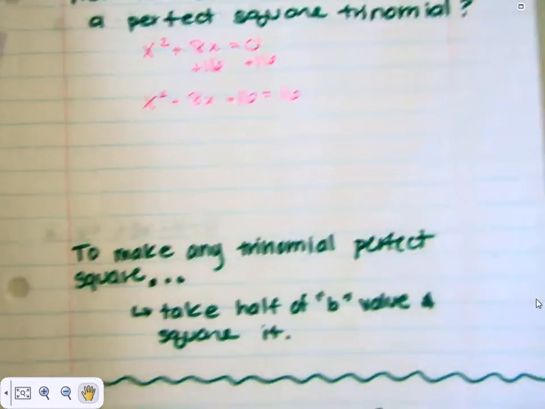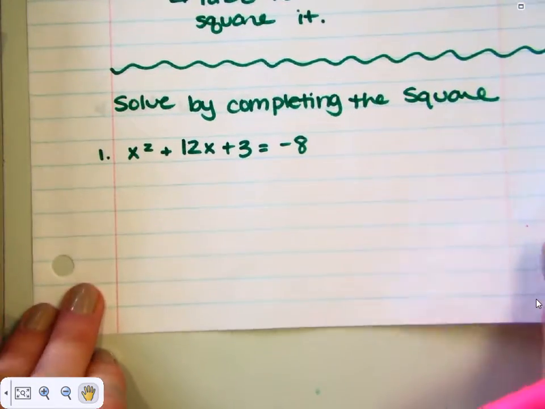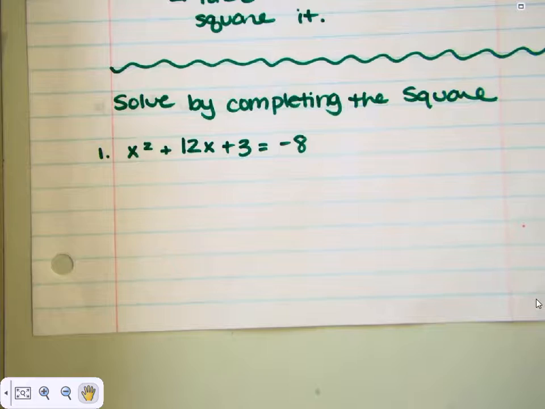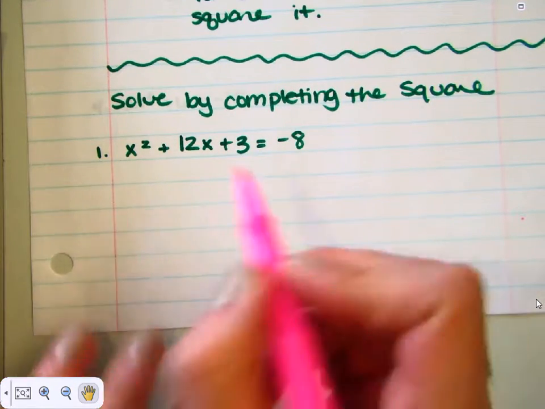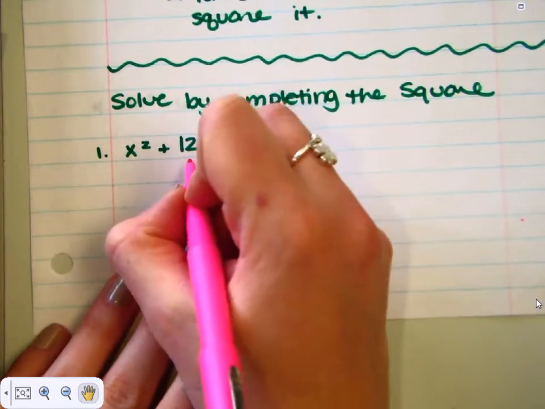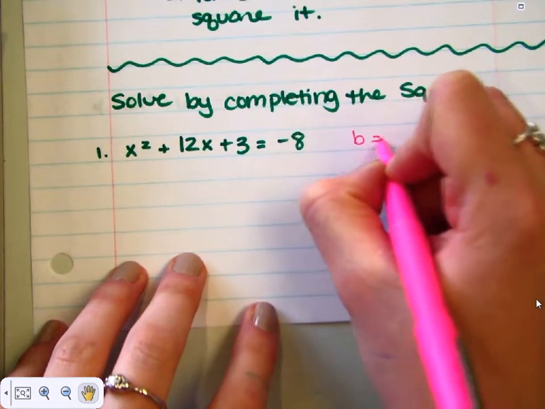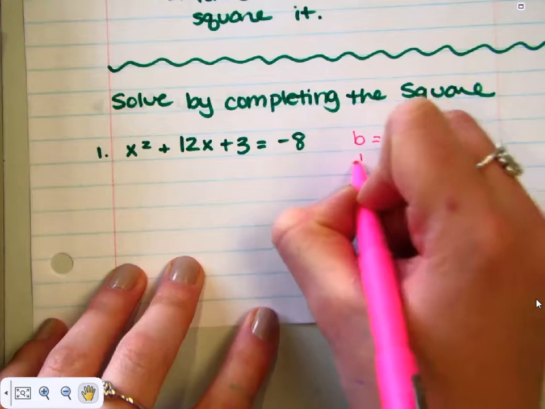So let's get right into it. If you go down, number 1, you can solve by completing the square. I'm going to ignore that number there. If I want to make this a perfect square trinomial, I want to take half of this B value. So my B value is 12.